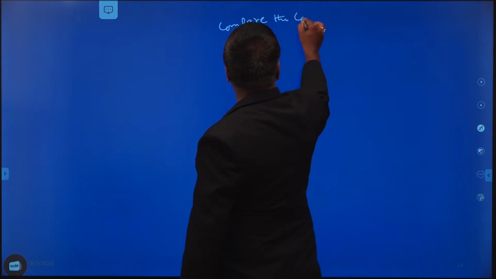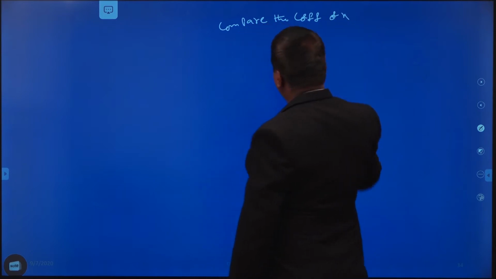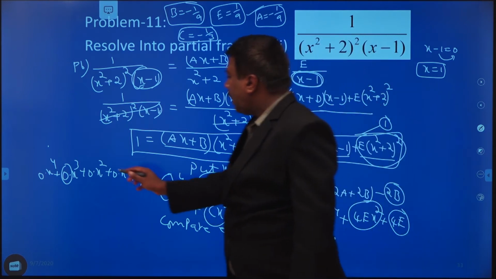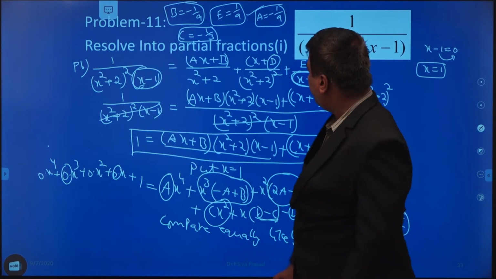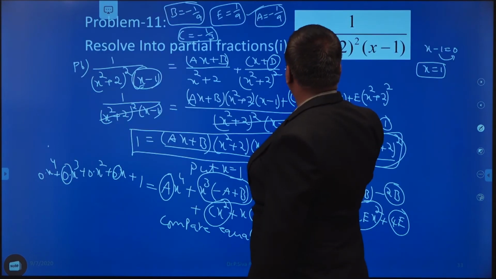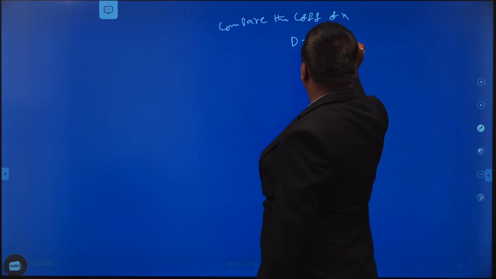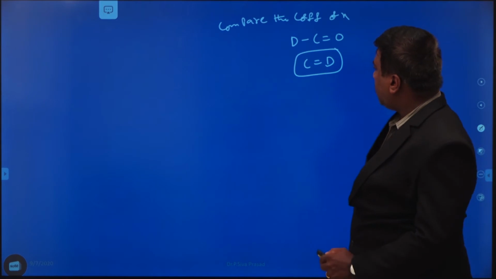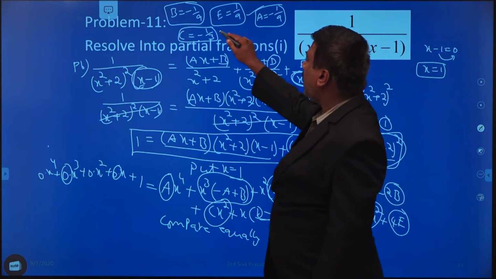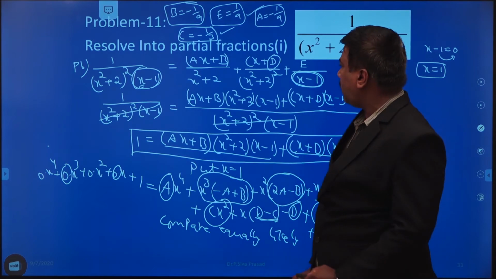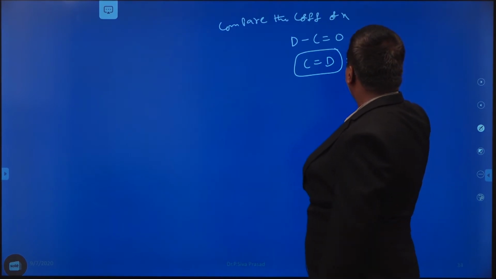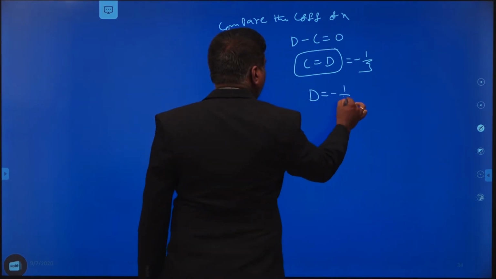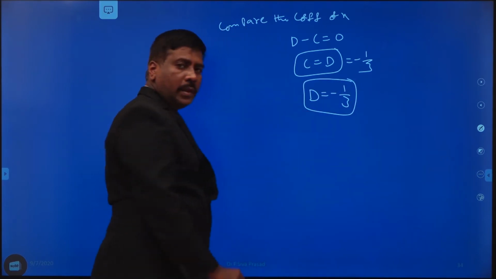compare the coefficient of x. Then automatically, in the right hand side it is d minus c, and in the left hand side the coefficient of x value is 0. Therefore d minus c is equal to 0, then automatically we get c equal to d. The c value we already evaluated: c is equal to minus of 1 by 3, then the d value is also equal to minus of 1 by 3.